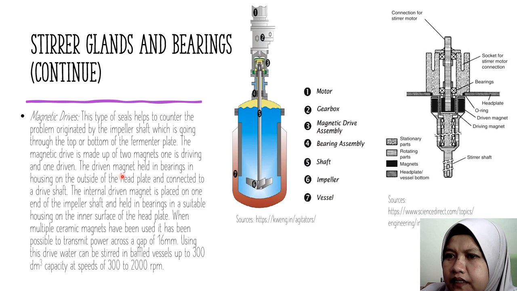The driving magnet is held in bearings in a housing on the outside of the head plate and connected to a drive shaft. The internal driven magnet is placed on one end of the impeller shaft and held in bearings in a suitable housing on the inner surface of the head plate. And this is the head plate, right, connected to the shaft. When multiple ceramic magnets have been used, it has been possible to transmit power across a gap of 16 mm. Using this drive, water can be stirred in a vessel up to 300 dm³ capacity at speeds of 300 to 2000 revolutions per minute.